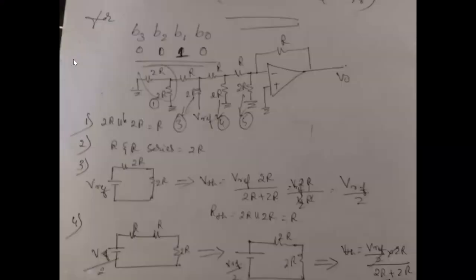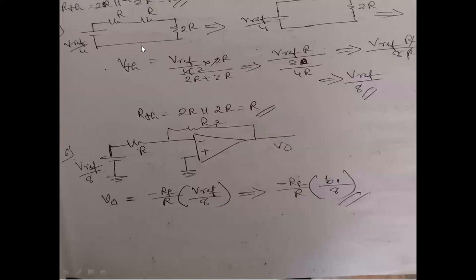Now the fifth input is going to be this. When you simplify, again you have R and R in series, that is 2R, in parallel with 2R, and the input voltage is V reference by 4. So the circuit would look something like this. When you find the Thevenin voltage, V reference by 4 into 2R divided by 2R plus 2R, you obtain V reference by 8.